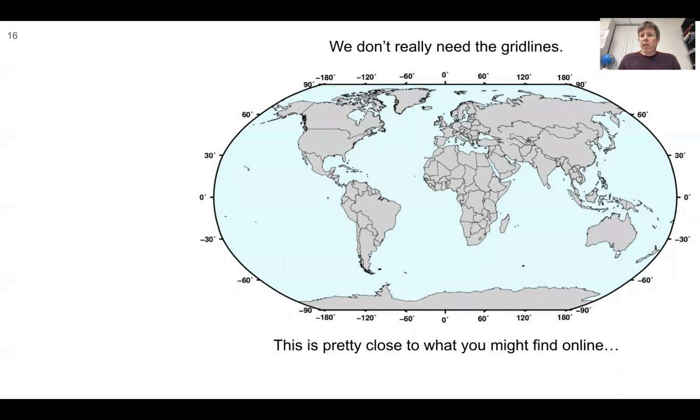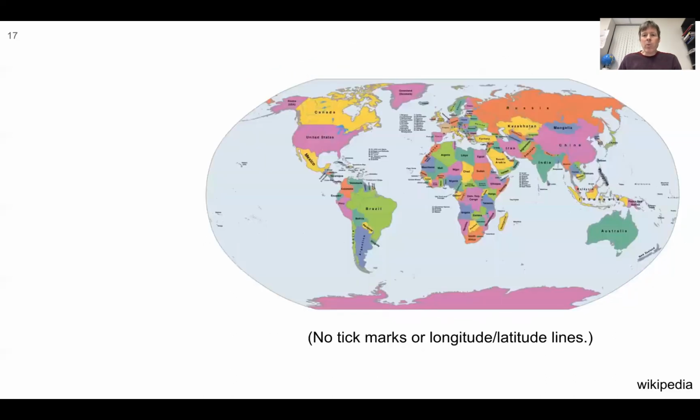We can add some political borders and coastlines to get a better picture here of the world. But we don't really need the grid lines to tell us where we are. It's useful enough to have just these tick lines with labels showing us where the grid are. This is pretty close to what you might find online for a map of the world. In fact, here's one from Wikipedia. It doesn't have any tick marks or longitude, latitude lines, but for many purposes, we don't really need to know exactly what longitude and latitudes of points are, but we want to get in the habit of displaying that kind of information because you would have it in, say, a scientific publication. That's what you would see.